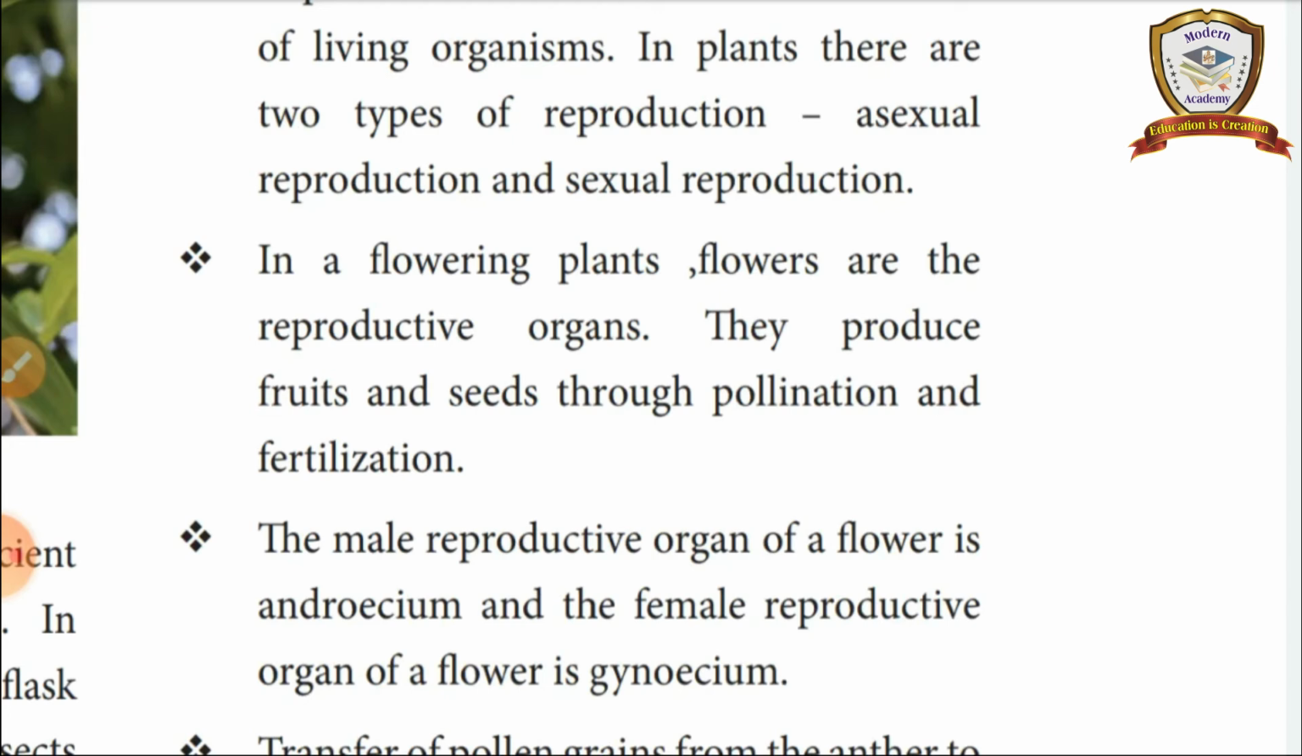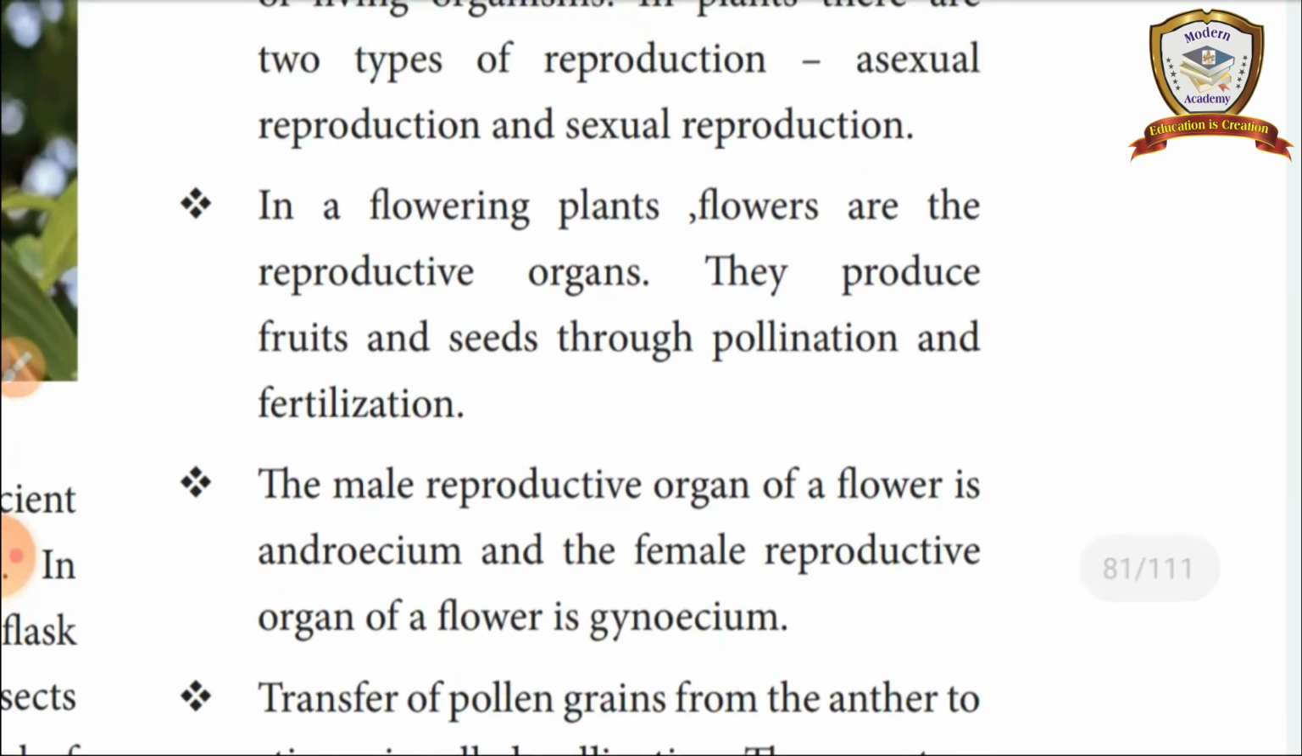In the male part of the flower, the anther and filament together are called the stamen. What are the parts involved in the male part of the flower? Anther and filament. In the anther we can say pollen grains are present. So these together are called stamen. And the pistil: what are the parts? Stigma, style, ovary, ovule. These are the female parts of the flower. So pollination and fertilization are the processes of sexual reproduction.